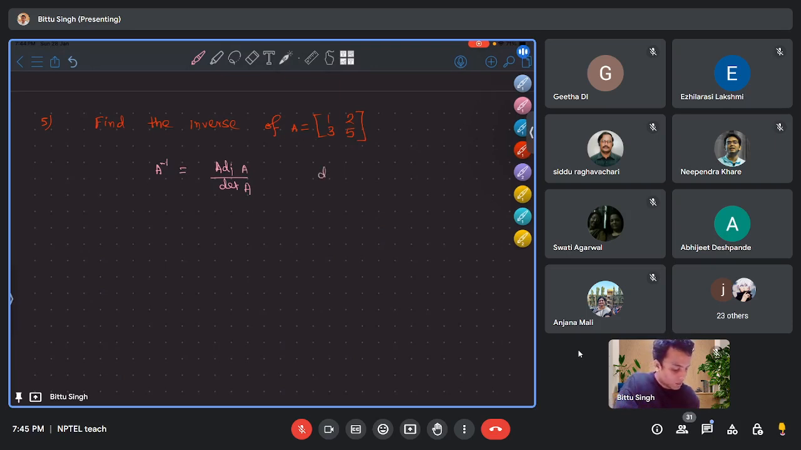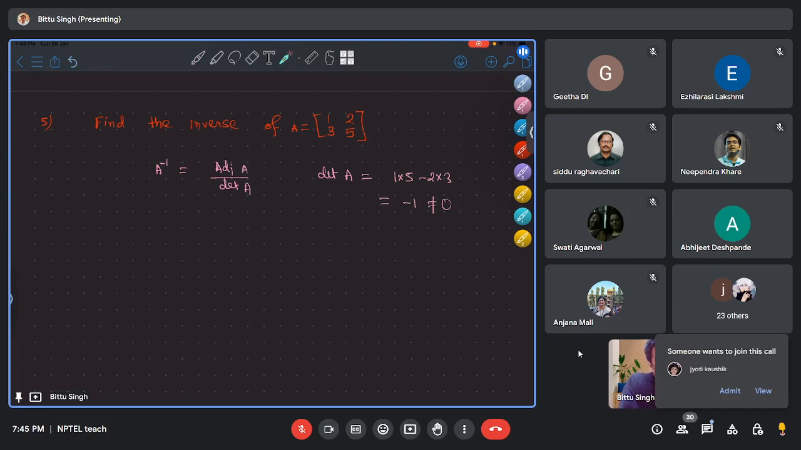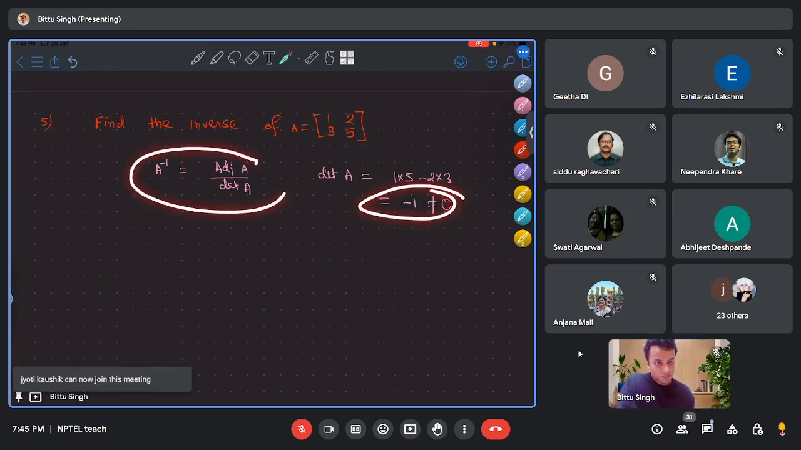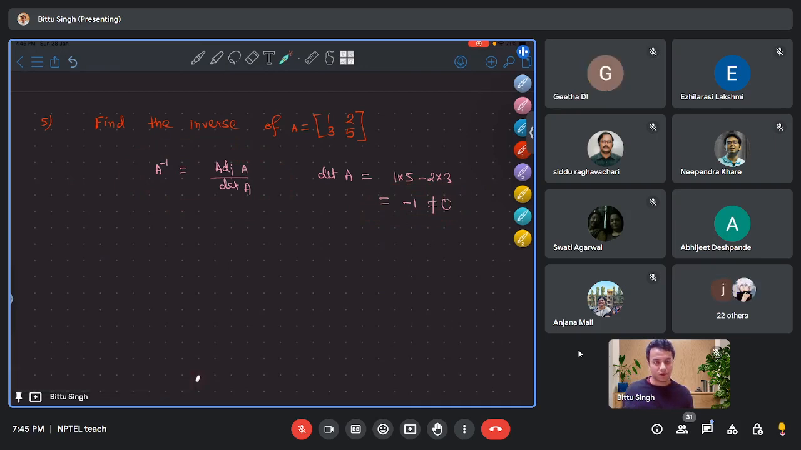Here you can see that determinant of this matrix A is 1 times 5 minus 2 times 3. That is same as minus 1, which is not equal to 0. Therefore, this A inverse should exist because determinant is non-zero. Okay.